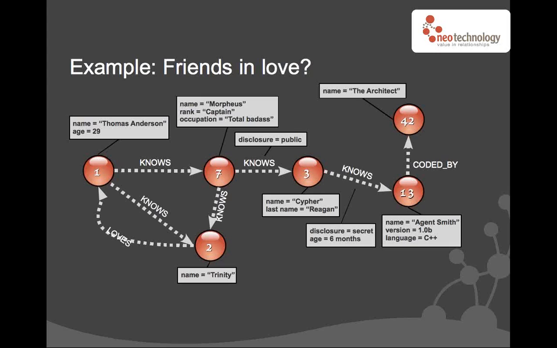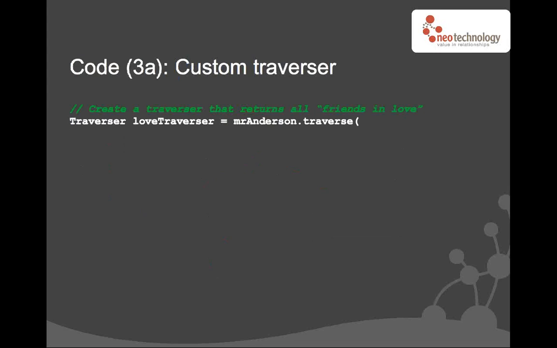Turns out that conceptually what we want to do is very similar. We want to start at node number 1. We want to traverse all the relationships of the knows type in the outgoing direction. And we want to keep traversing, but we only want to return the ones that have a loves relationship type attached to them in the outgoing direction. So the code for this is pretty similar.